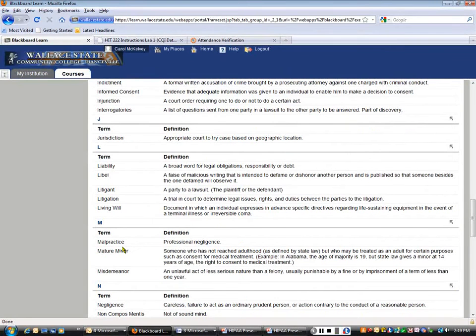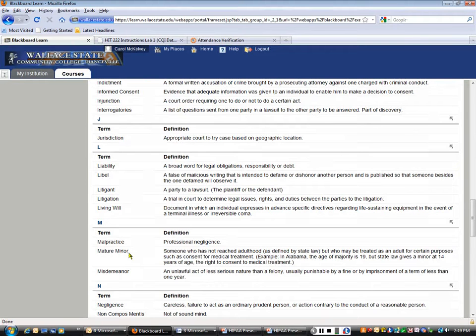Malpractice, the term for professional negligence. As just general citizens, any of us can be negligent. We can do things that are negligent. If we do it as a professional, that's termed malpractice. There can be legal malpractice or medical malpractice, all different types, but it's professional negligence.